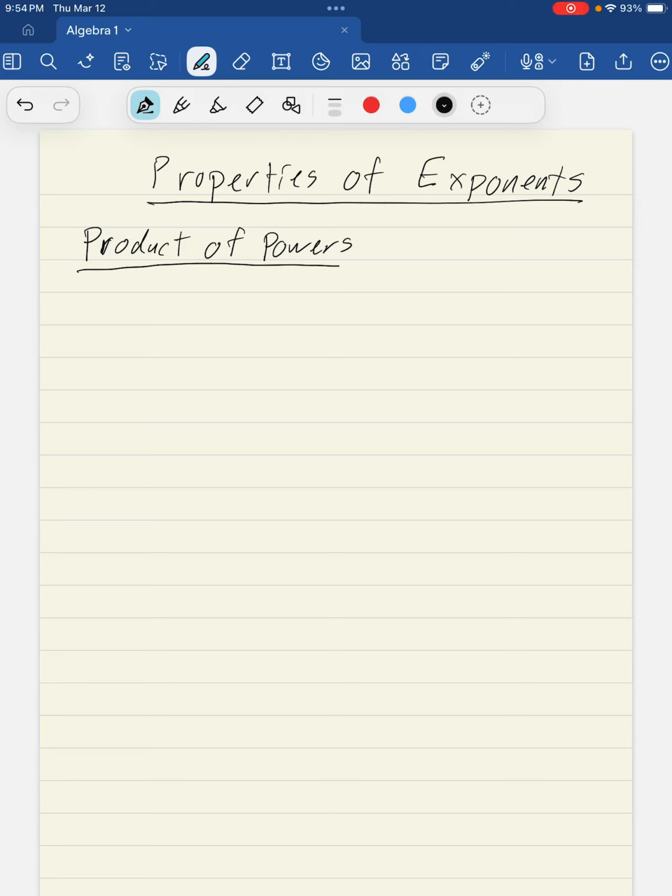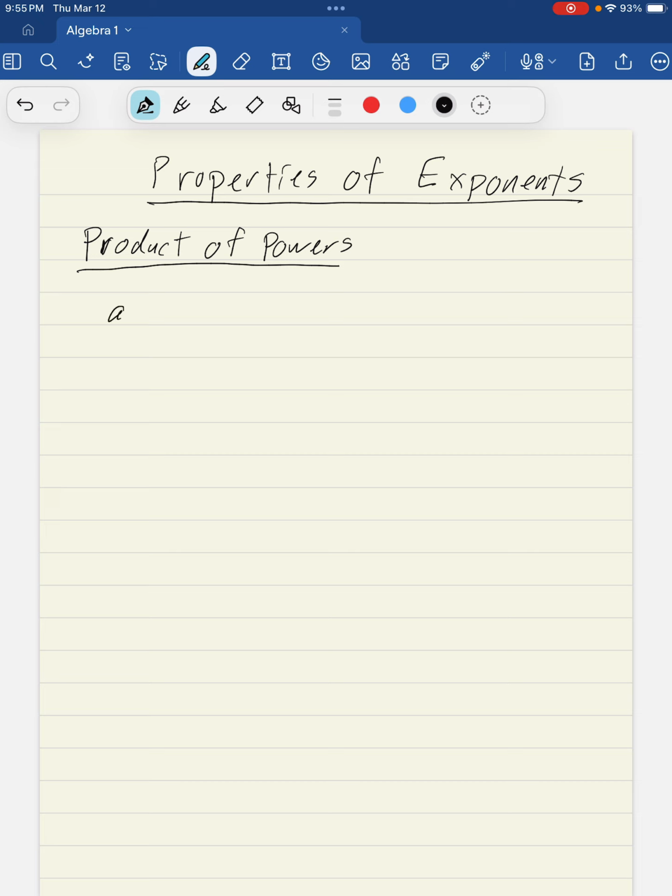Welcome back, and today we're going to talk about properties of exponents. Specifically, today we're doing the product of powers, and we'll also be talking about the quotient of powers. We've got to remember that product means multiplication. So, the idea of the product of powers is this.